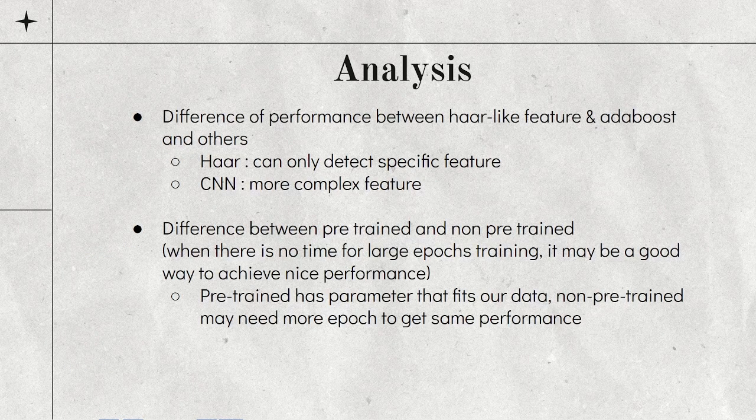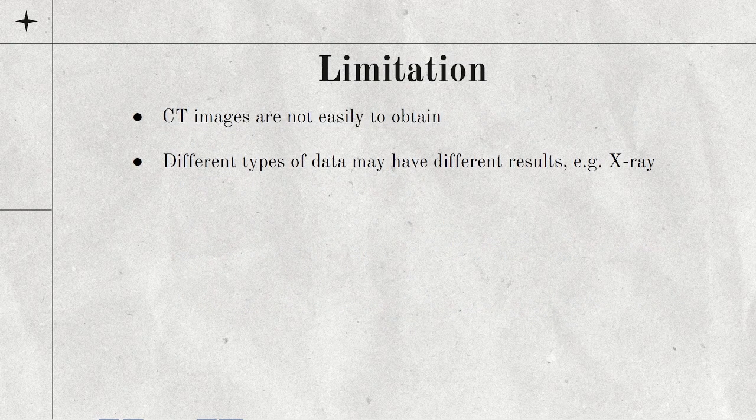It is reasonable because pre-trained models are trained on diverse datasets, allowing them to learn general features from the data. But non-pre-trained models don't, so they may need more approaches to achieve the same performance. Next is our limitation. CT images are not easy to obtain, so people may have difficulty using our work. In addition, different types of data may have different results, like X-ray images, even if they are the same part of the human body.